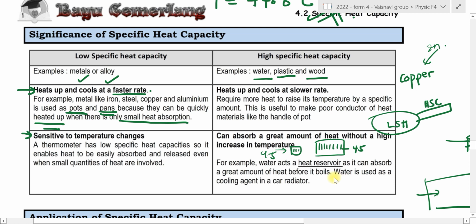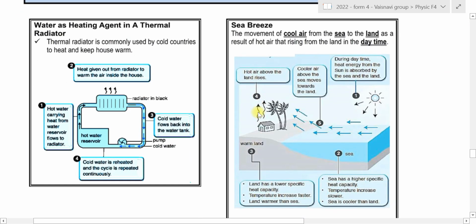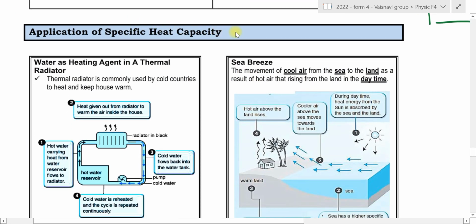Okay, dia akan simpan banyak haba baru dia boil. Bukan sikit-sikit nak boil. Kalau sikit-sikit nak boil, kita tak boleh guna dalam radiator. Kalau sikit-sikit dia boil, nanti dia easily vaporize, nanti kehilangan air banyak, nanti radiator tak boleh cooling lagi. Jadi, radiator boleh rosak lah due to overheat. You understand the significance of water? Yes, sir. Okay, good.